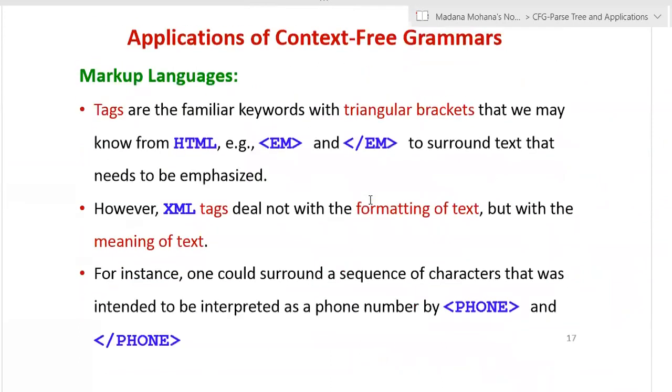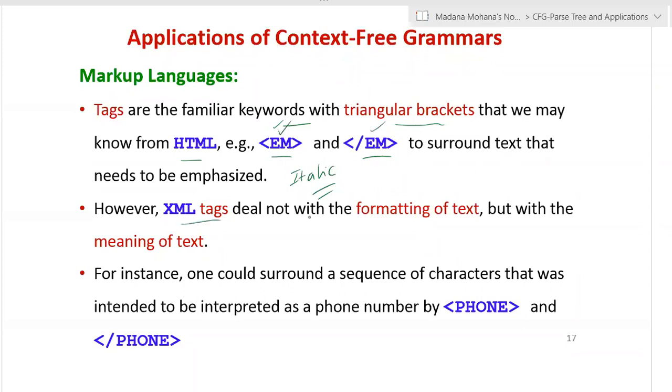Now see the same examples I explained, included here. Tags are the familiar keywords within angle brackets that we may know from HTML, for example EM. This is the start of EM and the end of EM. What is the use of EM? To surround text that needs to be emphasized. For example, this is italic. The text should be in italic format, and for that, EM is used.